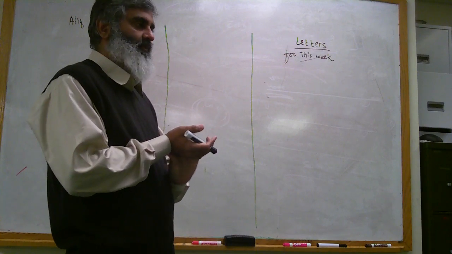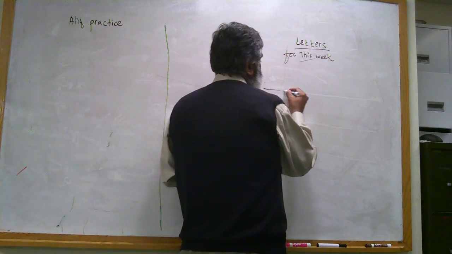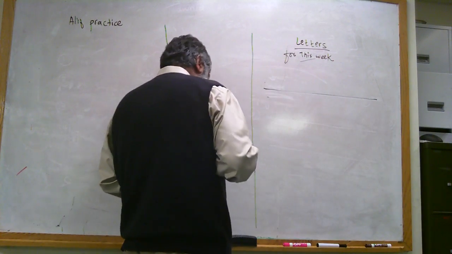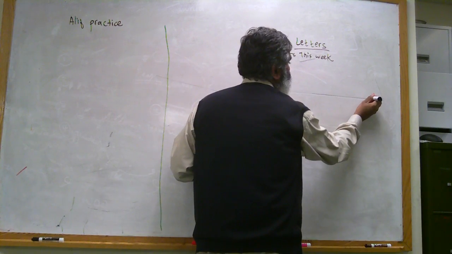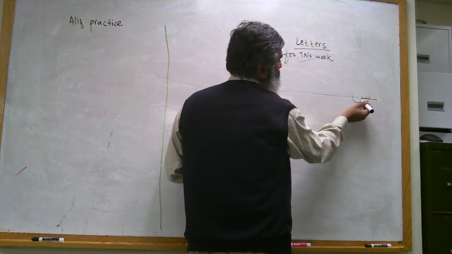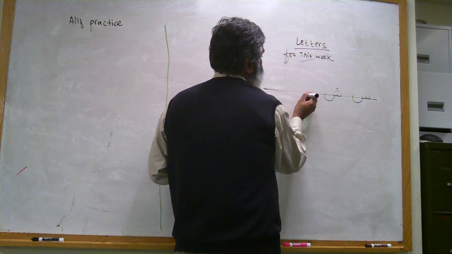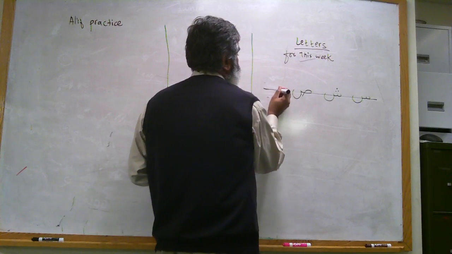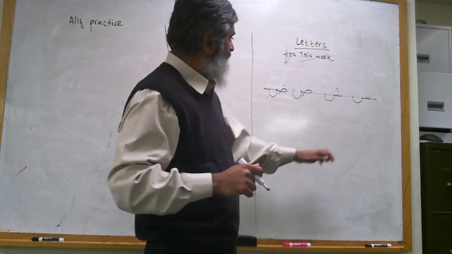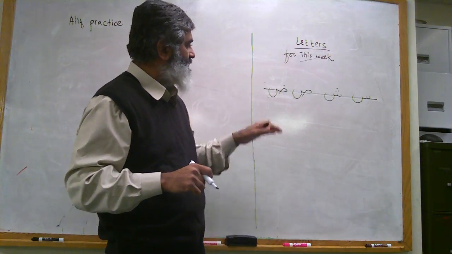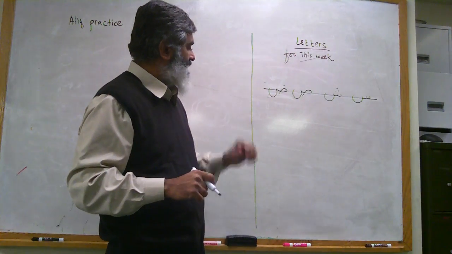They are mostly, for the most part, week 6 letters. You should be able to find the page in your book. Seen, Sheen, Sod and Dod. They go on the line, but the tummy goes below the line. Please notice all 4 of the letters have tummies which go below the line. Seen, Sheen, Sod and Dod.